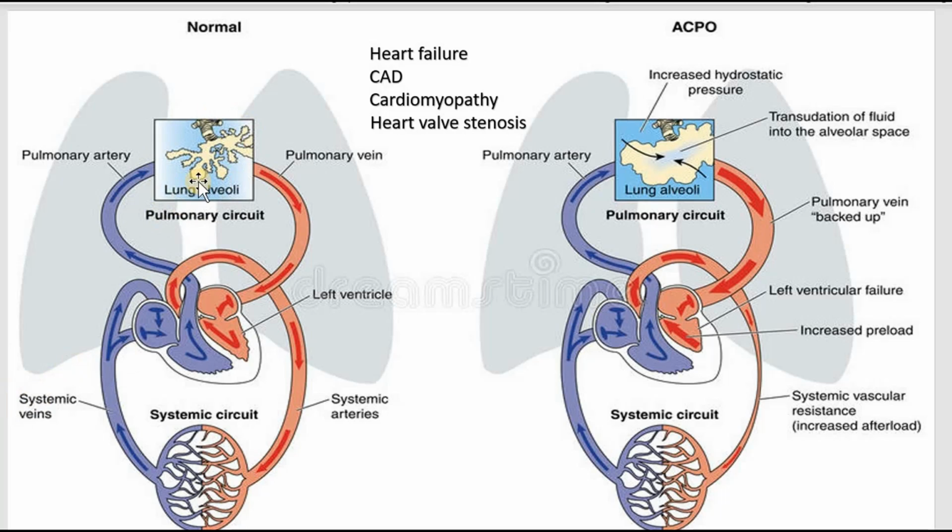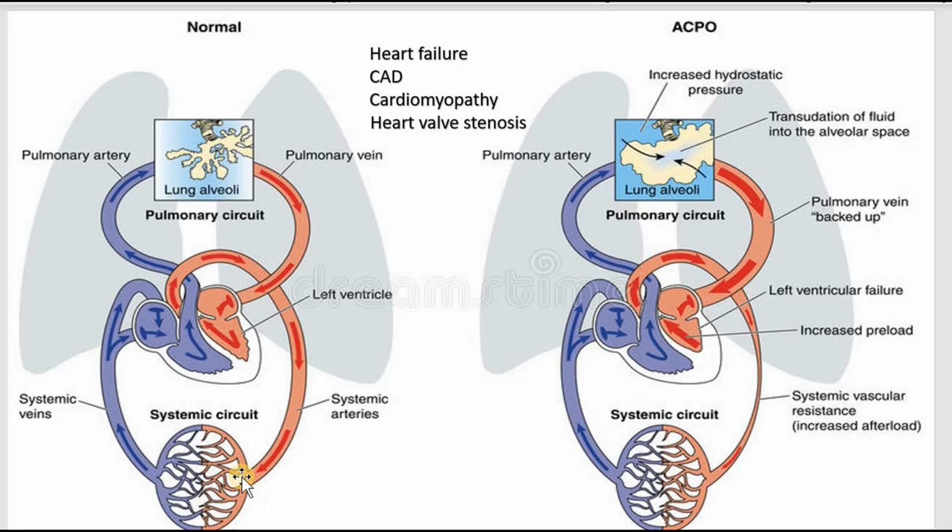The deoxygenated blood gets oxygenated, and the oxygenated blood through the pulmonary vein comes back into the left atrium. And from the left atrium, through mitral valve, it flows into the left ventricle, from where the heart pumps blood into the systemic circulation. So what happens in a heart condition or a heart disease?